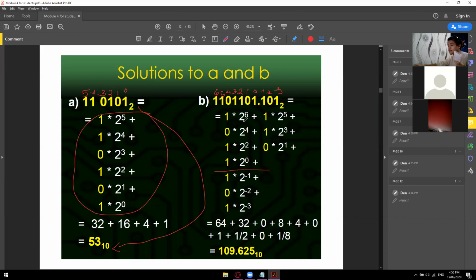Okay? So, 1 times 2 raised to 6 is 64. 1 times 2 raised to 5 is 32. And so on and so forth, hanggang ma-reach nyo yung pinakadulo, which is 1 times 2 raised to negative 3 is 1/8. Okay? So basically, add nyo lang to lahat. And then you will get 109.625. Check ako. So, you can use your calculator or yung calculator mismo ng phone nyo or ng desktop or ng laptop. Okay? And then, let me know kapag same sila ng sagot.